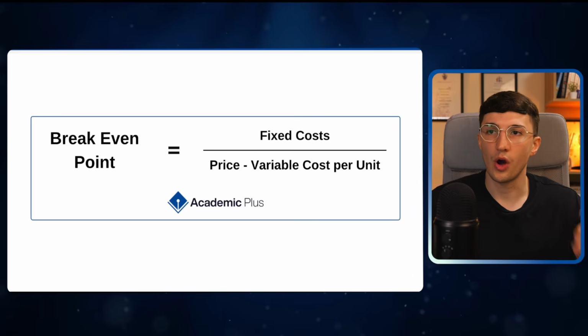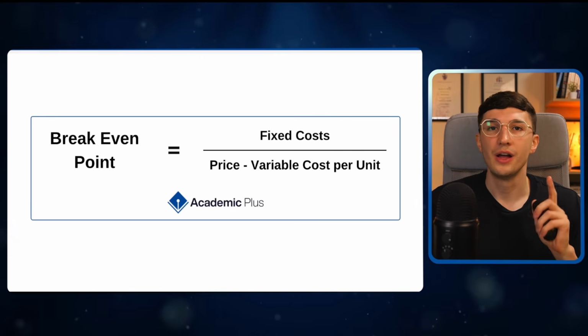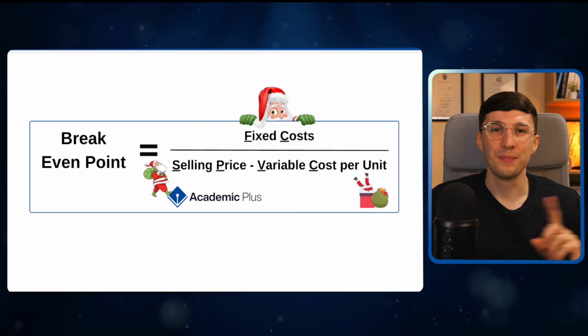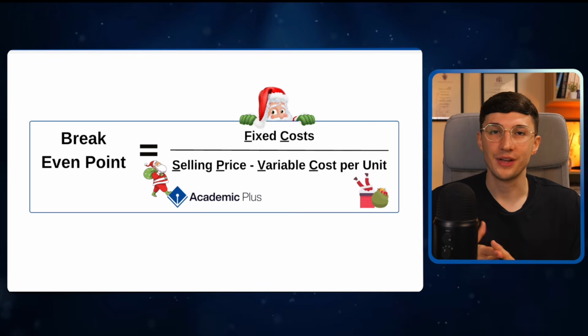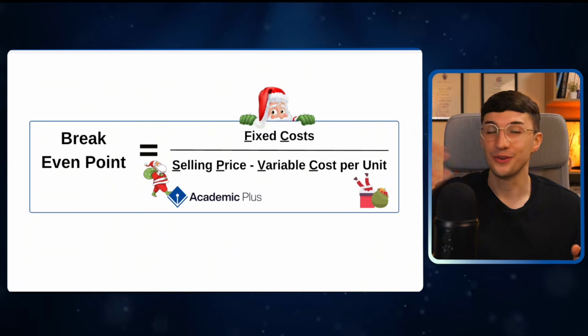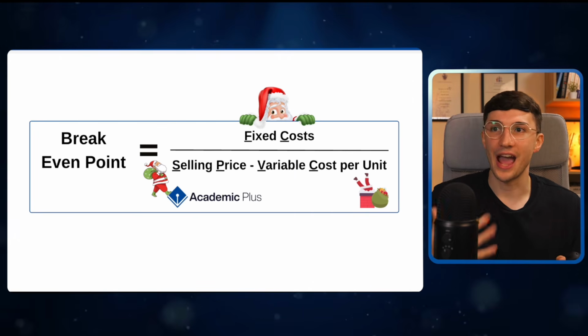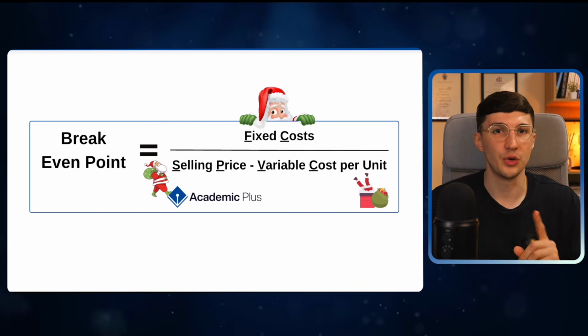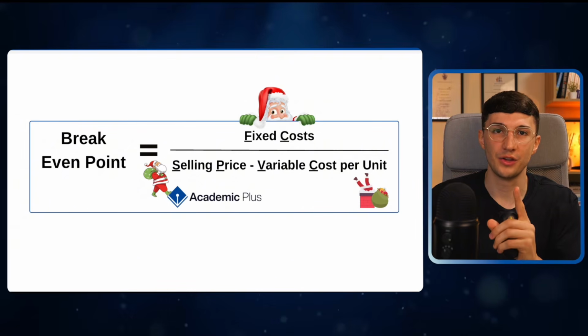Now, I know that can be quite a confusing formula for you to remember, so let me give you an easier way of how to remember this. Try and remember the phrase, Father Christmas, he sends presents via chimneys. Father Christmas, FC, for your fixed costs, sends presents, SP, for your selling price, via chimneys, variable cost per unit. Always make sure to add per unit at the end.